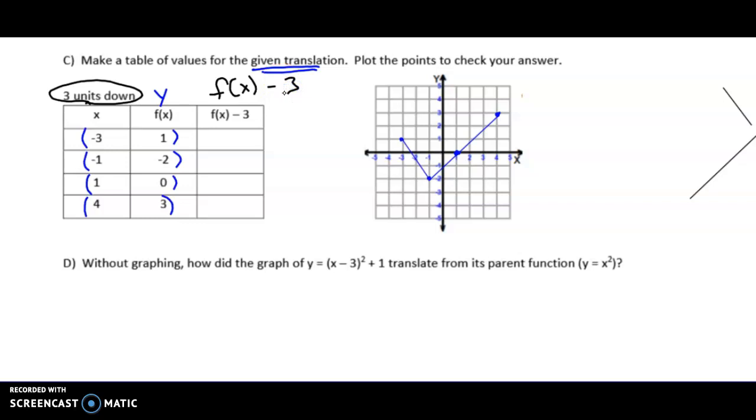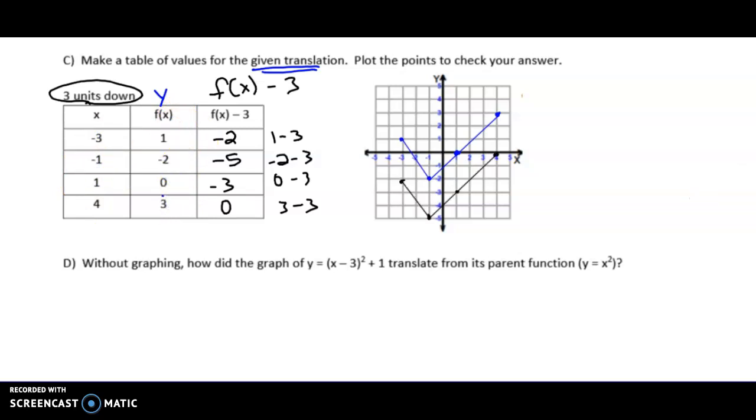So our function, our y value, so we're going down 3. So we want to make our y value go down 3. So 1 minus 3, that first value would be negative 2. Negative 2 minus 3, negative 5. 0 minus 3, negative 3. 3 minus 3 is 0. Okay, so go ahead and graph that out.